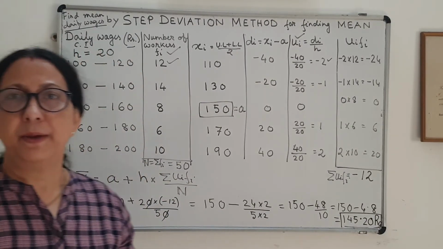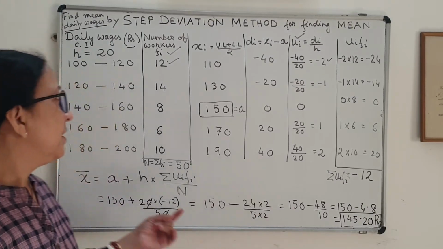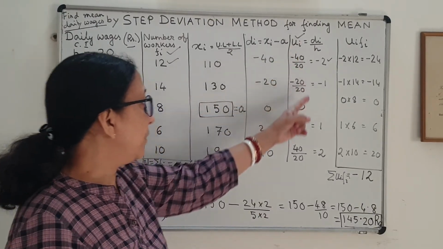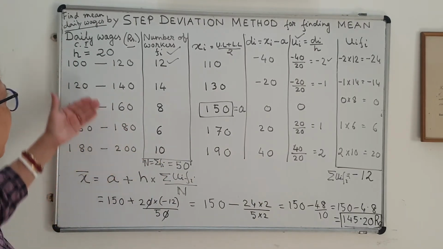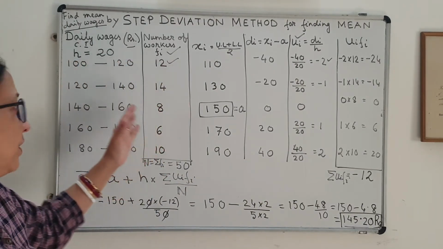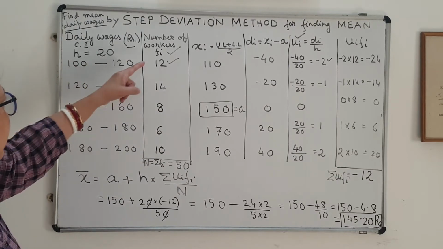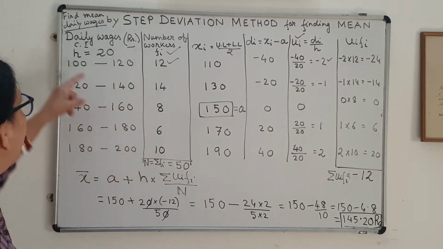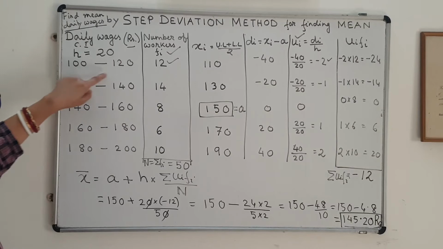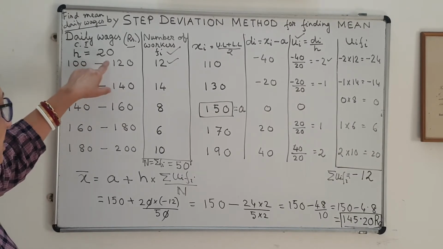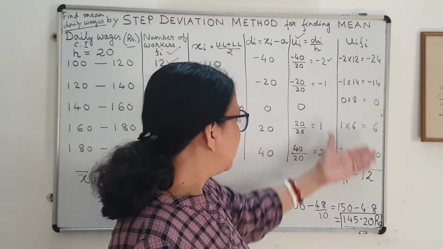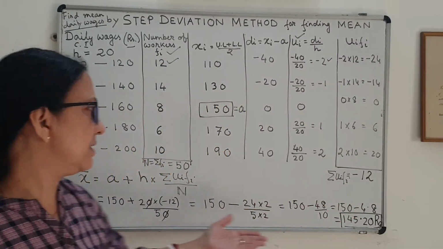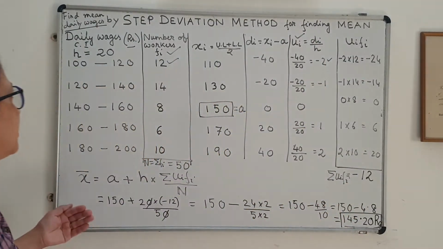So this is the method of step deviation. Because of this extra step we are doing here, this method is suitable when the numerical size of the data is quite large, and the class interval, that is the class size, is constant. Then because of these things, our calculations become very simple. So this is the step deviation method.